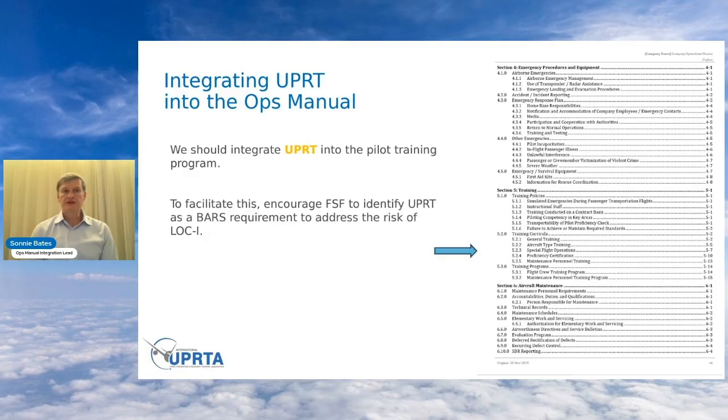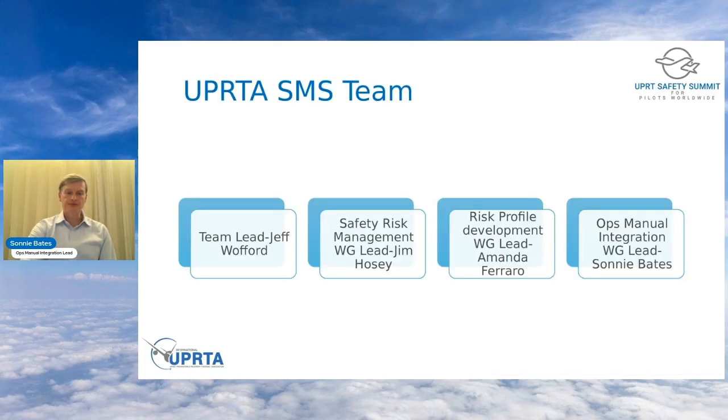We could work with Flight Safety Foundation to get UPRT into the Basic Aviation Risk Standard. We could work with IS-BAO and the IBAC to get the UPRT into the safety risk profile that they offer as a template, addressing specifically loss of control in flight. So I don't see the UPRTA just working in a silo, in a vacuum, to address this. I think working with those 2 associations as a minimum is a really smart way to go.